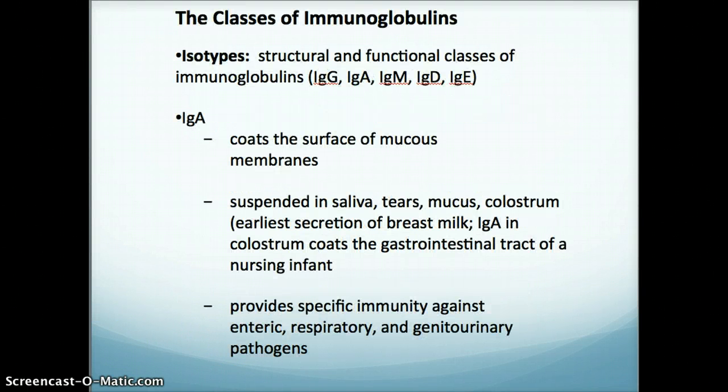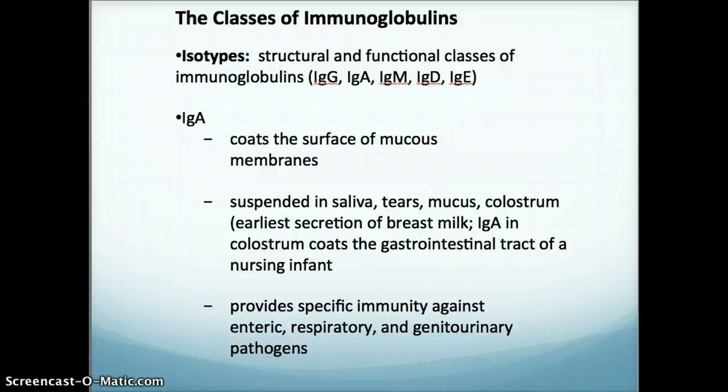So as we're looking forward, there are different classes of the immunoglobulins, and they're mainly based on isotypes. So they're structural and functional classes of immunoglobulins. And the one that we are going to spend the most time on is IgA. IgA is very important because it coats the surface of our mucous membranes, and it also is suspended in many of our liquid or mucus areas.